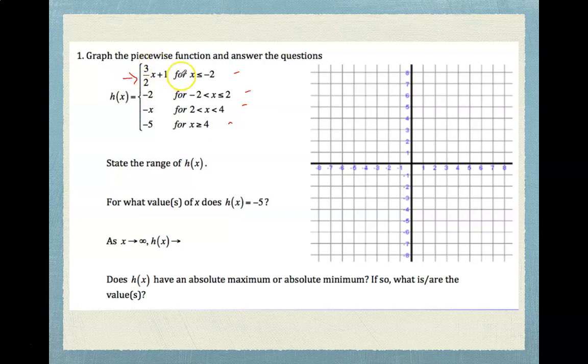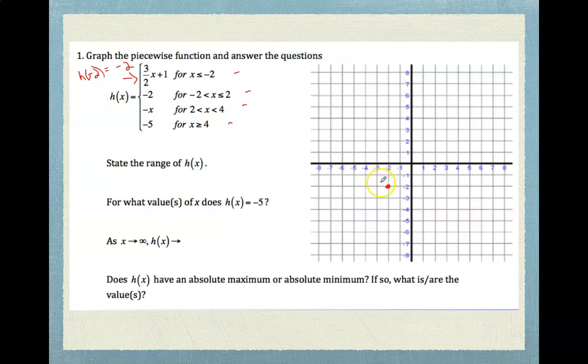we want to know what this function right here would equal if it were -2. So I'm going to find h of -2. Okay, and h of -2 is, well, 3/2 times -2 is a -3 plus 1. So h of -2 is -2. Okay, so now if I have -2, -2, and because it's equal there, it's a closed point.